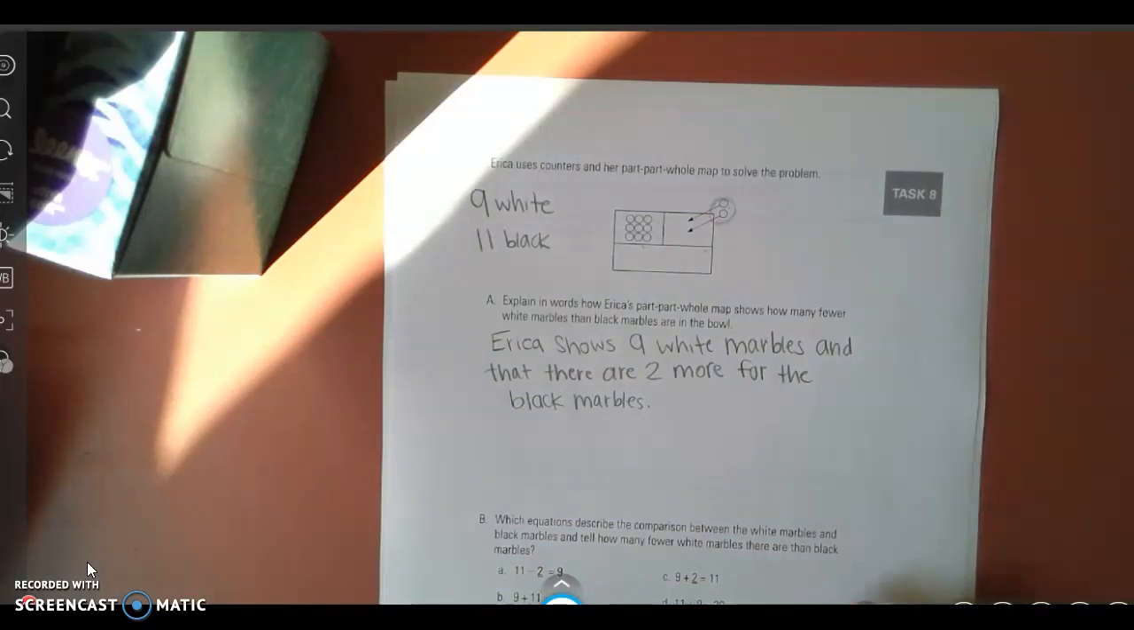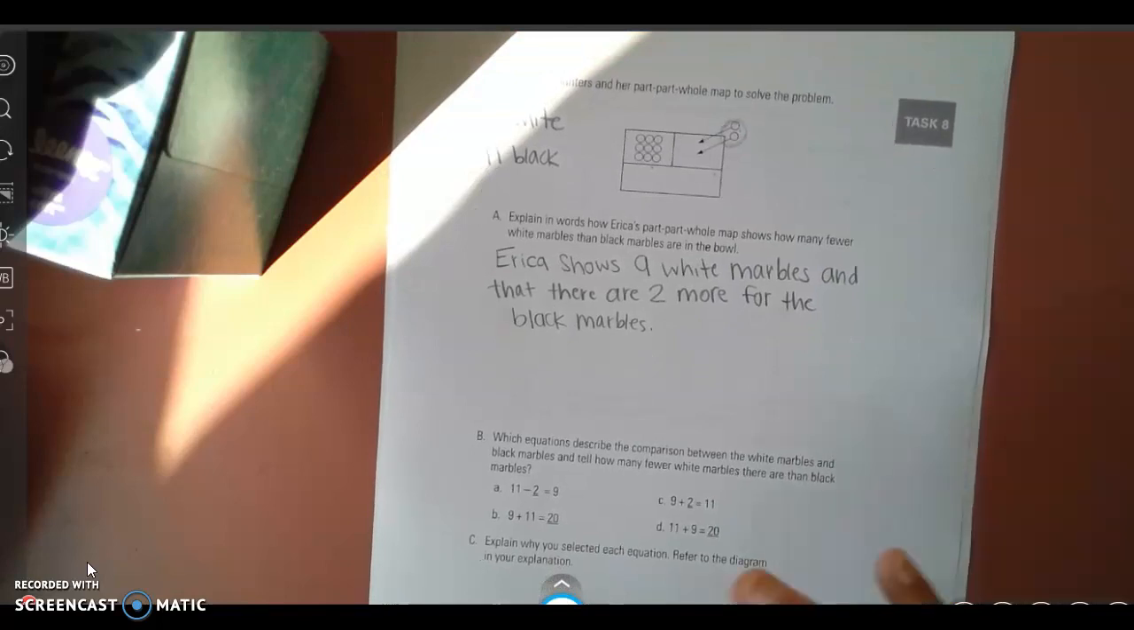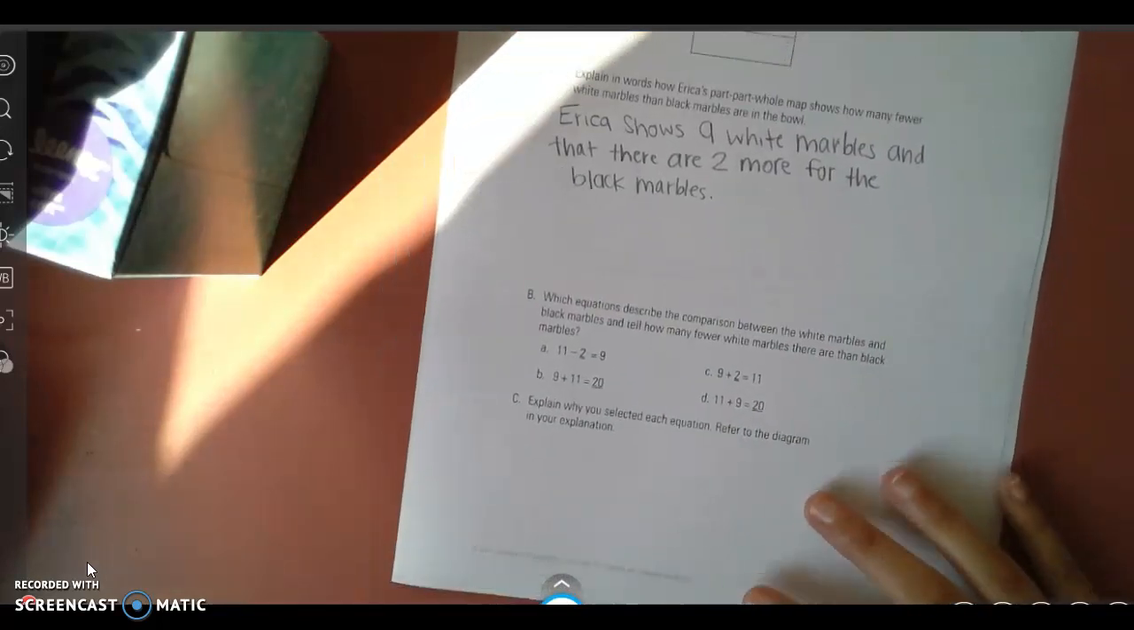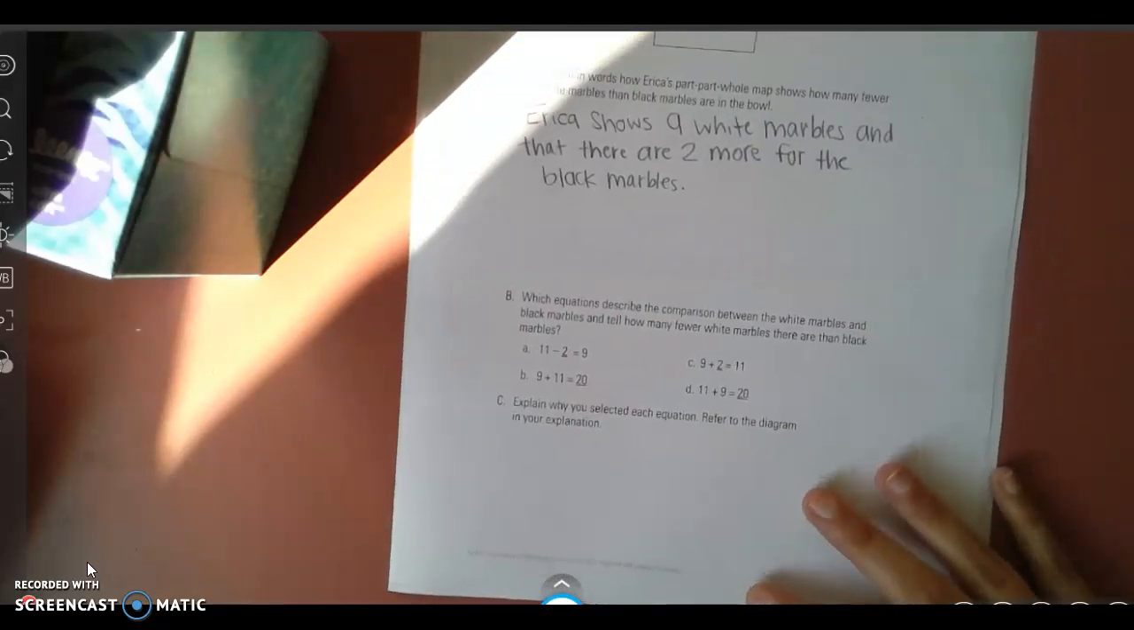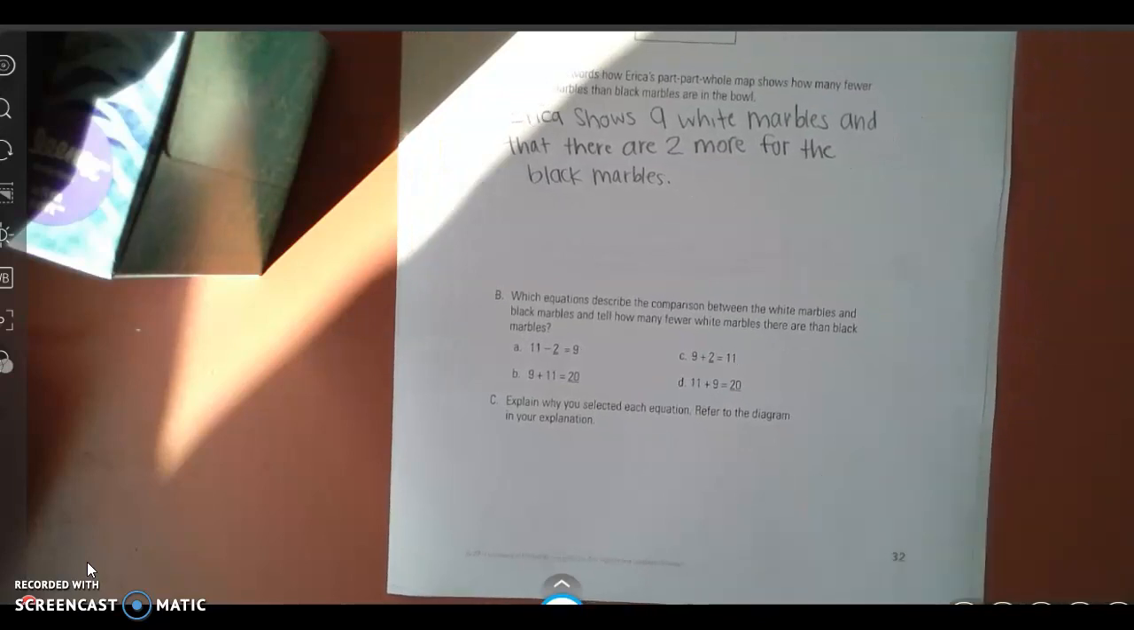So I like that strategy. I think it's a different way using your part-part whole map. So let's go on to letter B. Which equations describe the comparison between the white marbles and the black marbles and tell how many fewer white marbles there are than black marbles?